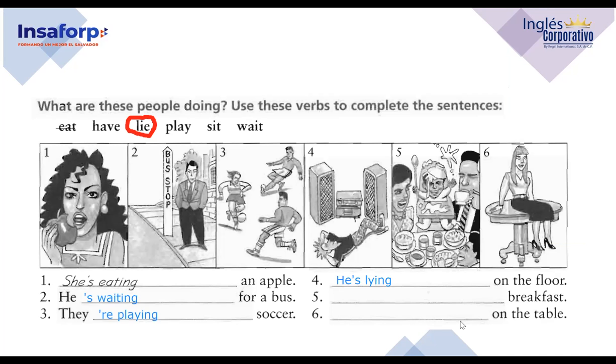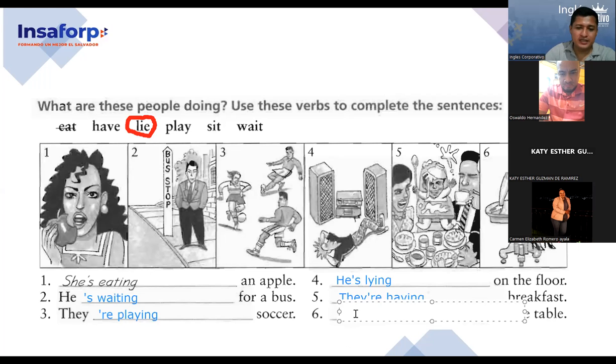What about the number five? They eating breakfast? Oh, having, very good. They're having. Yeah. They having. Exactly, having. They're having breakfast. And what about the last one? Okay. She's sitting. Okay. Table. Very good. The letter is sitting, please. Thank you. Como me dijo, they or she? She. Oh, okay, she. Very good, she.